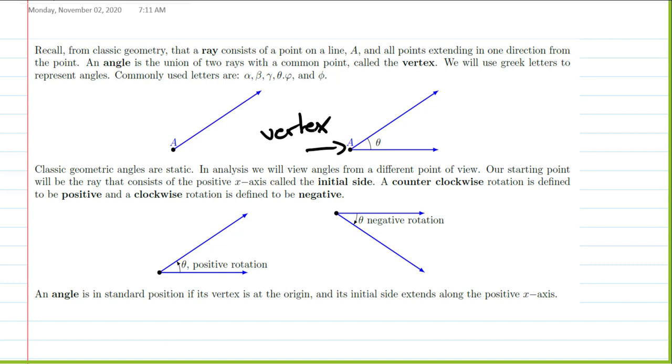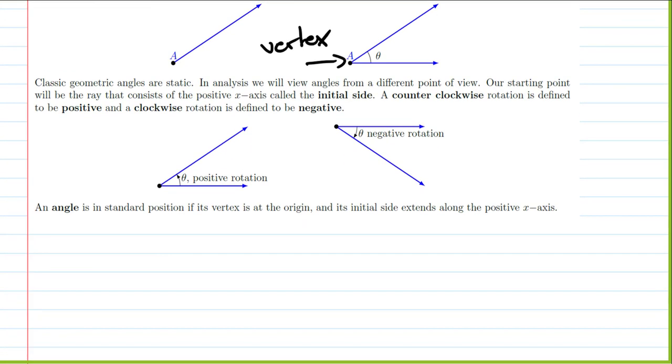We will use Greek letters to represent angles, so common choices of our Greek letters are alpha, beta, gamma, theta, and phi. And phi has two forms, the classic phi and what's called ver phi, or just phi. It's just a different glyph for the same Greek letter phi.